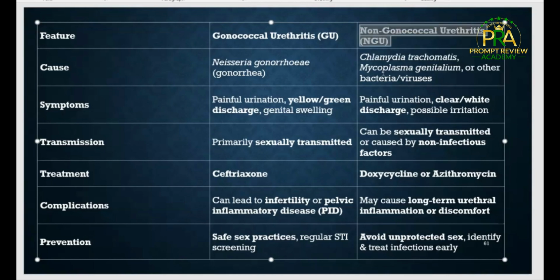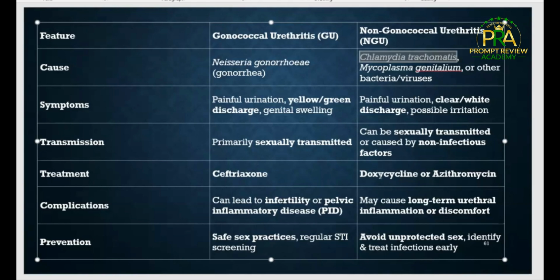But non-gonococcal, from the word non-gonococcal. So in case you see non-gonococcal in the exam, it is not caused by gonorrhea. So that will be caused by chlamydia or other organisms that are mentioned here.